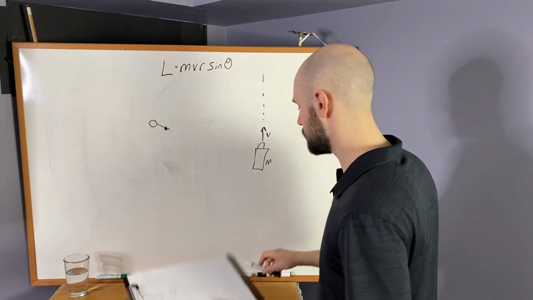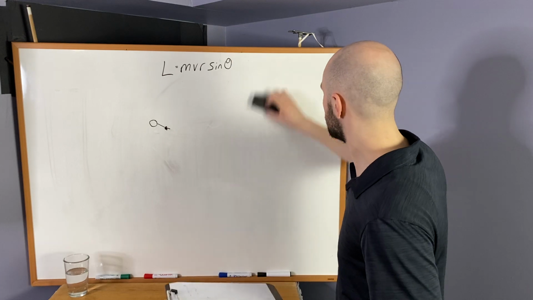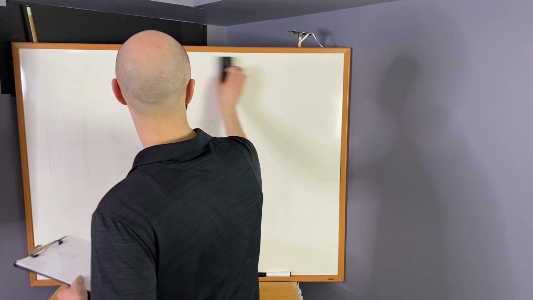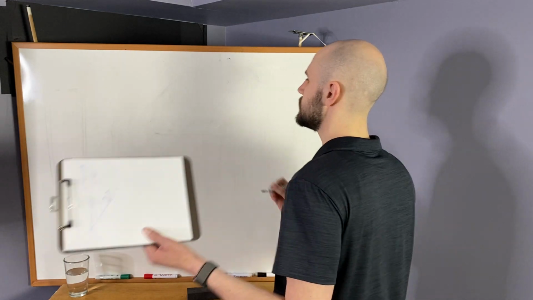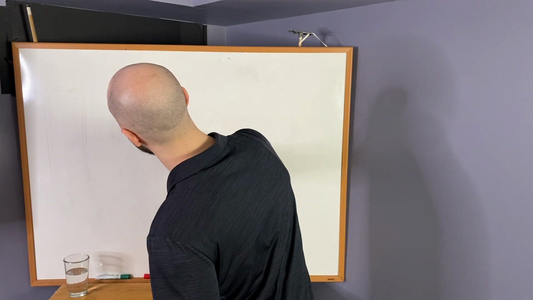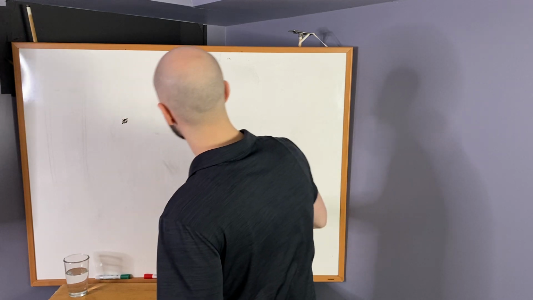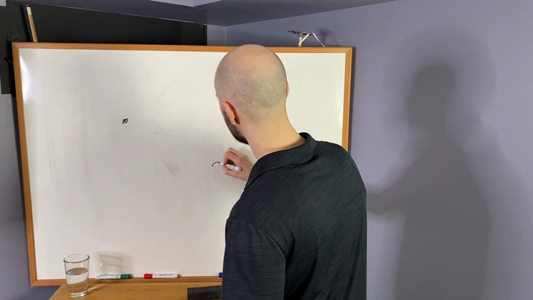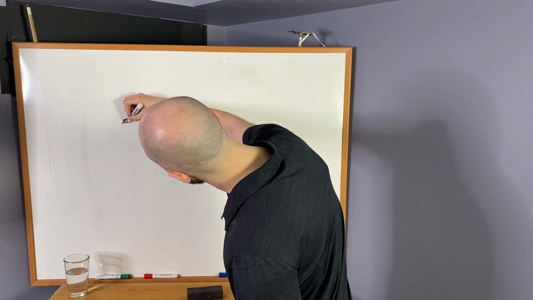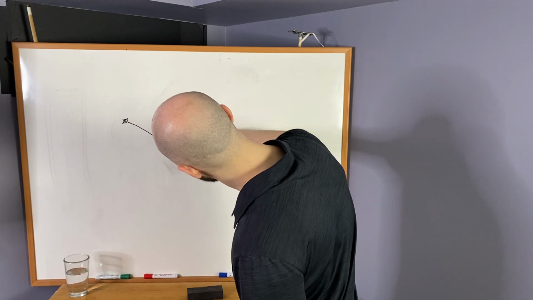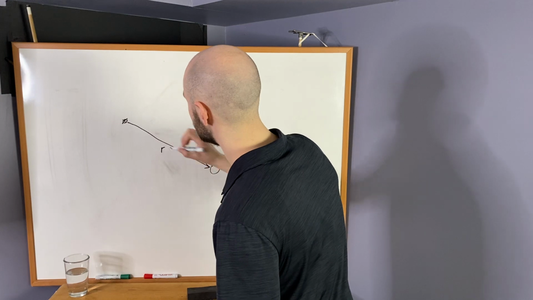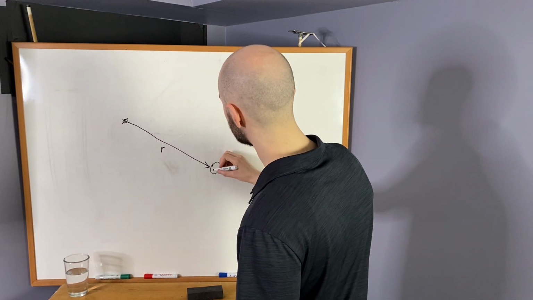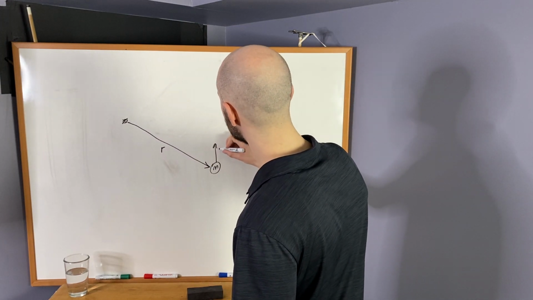I'm going to draw this a bit more generalized. Okay, so if we have some rotational axis over here, and we're watching some point mass go by, the distance away we can call our position vector r. This mass has some velocity vector v.